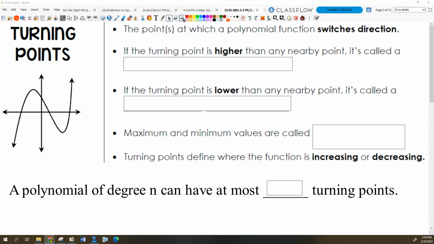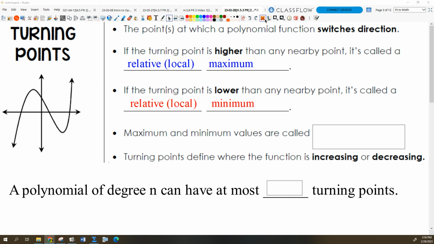If the turning point is higher than any nearby point, then we call it a relative maximum. If the turning point is lower than any nearby points, we call it a relative minimum. So on our graph, the relative maximum would be the one right there. See that? Okay.